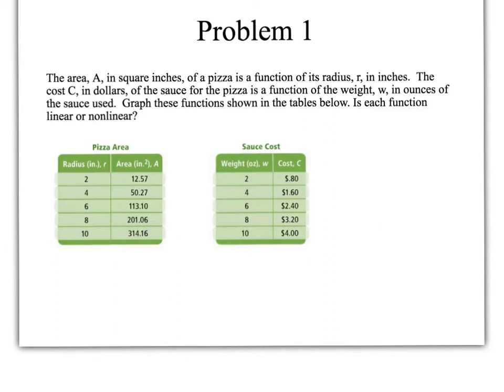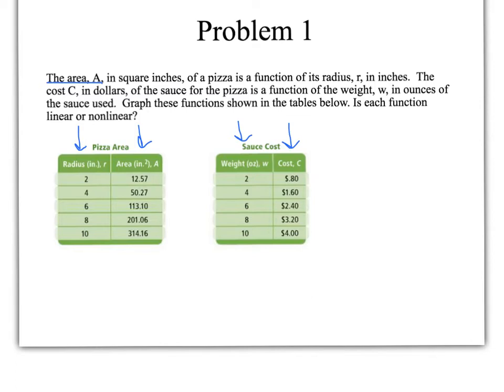So it says the area A, okay, so that means this area right here in square inches of a pizza is a function of its radius, which is right here in inches. And then we have a different thing, the cost, which is right here, of the sauce of the pizza is a function of the weight in ounces of sauce used. Graph these functions shown in the table. Is each function linear or nonlinear?